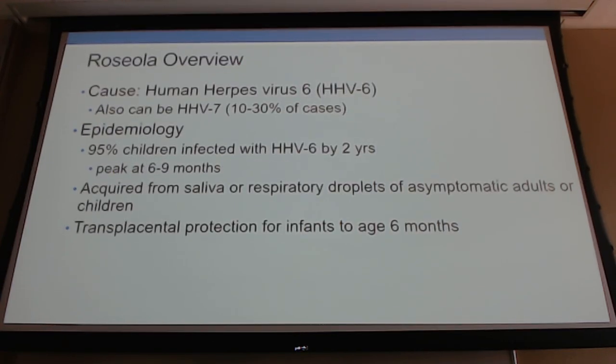We'll talk about that. So human herpes 6 is your underlying cause. It's also sixth disease if you're trying to pair those up, human herpes 6. And its peak is when kids are about 6 months old.